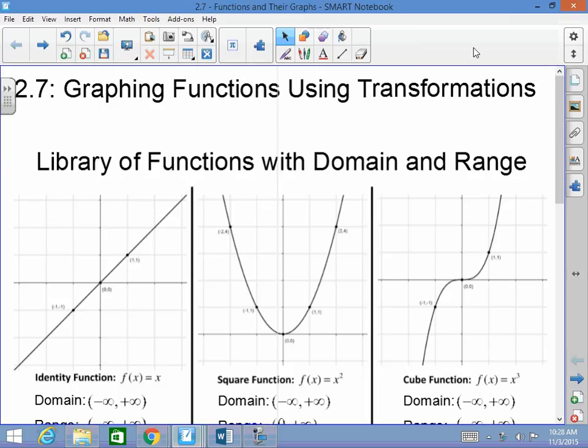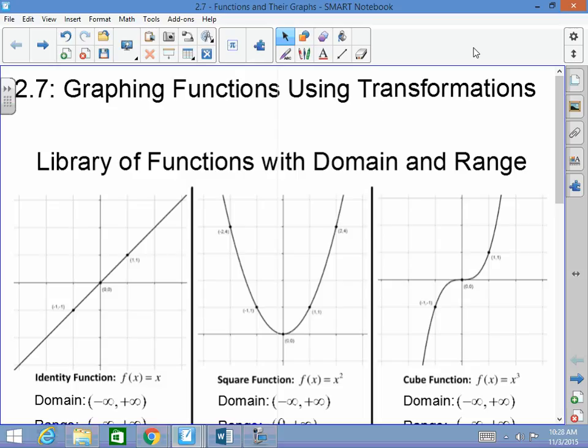Welcome back to Mr. Moore's Algebra 2 class. Today we're going to talk about graphing functions using transformations. The first thing I'm going to show you guys today is what's called the library of functions. I'm putting up not every function in existence, but very popular functions that you are going to see throughout this year and throughout your other math courses as you continue on the educational process.